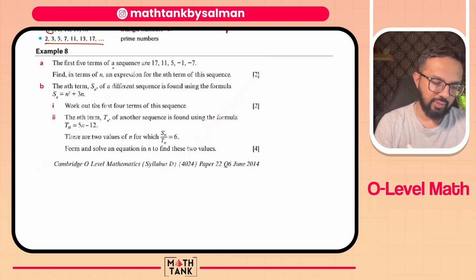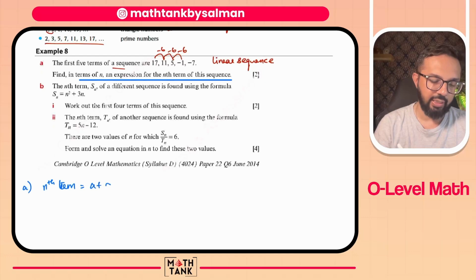This is the first five terms of a sequence: 17, 11, 5, -1, -7. I can clearly see there's a -6, -6, -6, so this looks like a linear sequence. What about linear sequences? It says find, in terms of n, an expression for the nth term. We've talked about this before. So the nth term is basically a plus d times n minus 1.